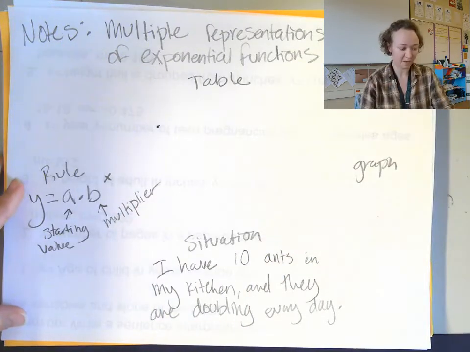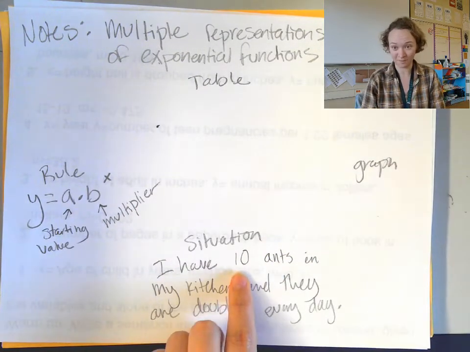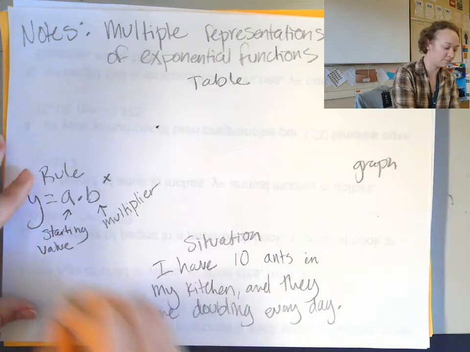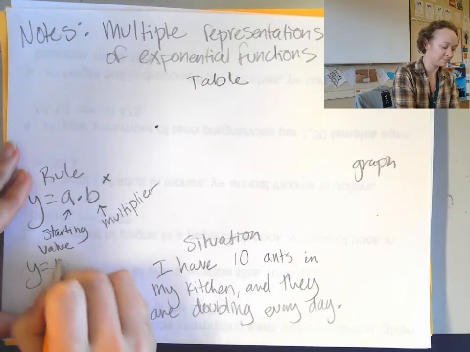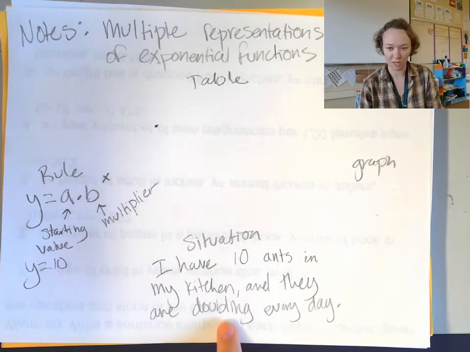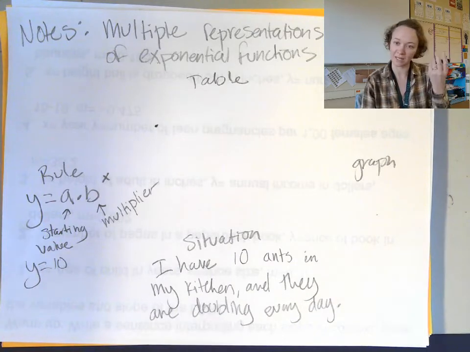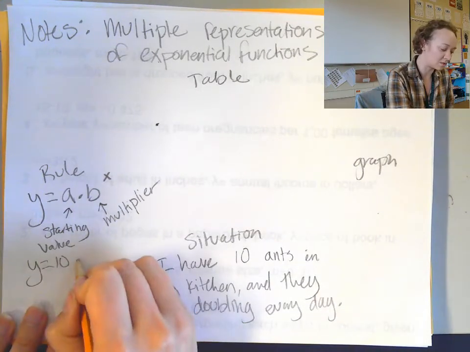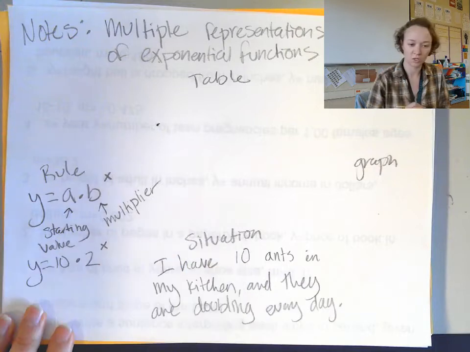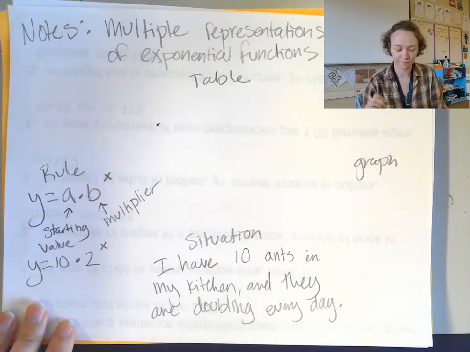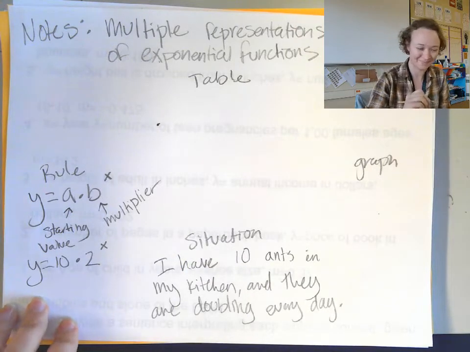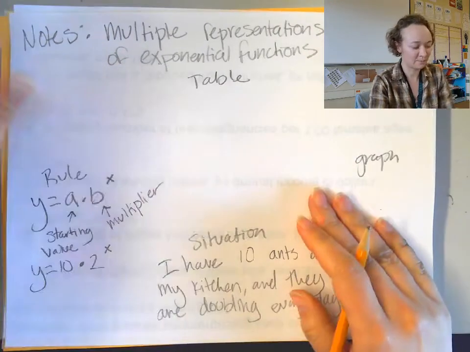So here, my starting value is 10 because I have 10 ants in my kitchen. And they are doubling every day. So doubling is like times 2. So 10 times 2 to the power of x. It's that simple. Then we're going to make a table.